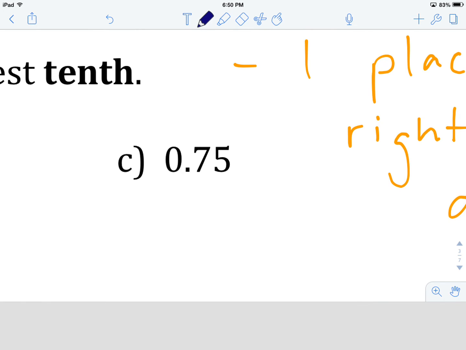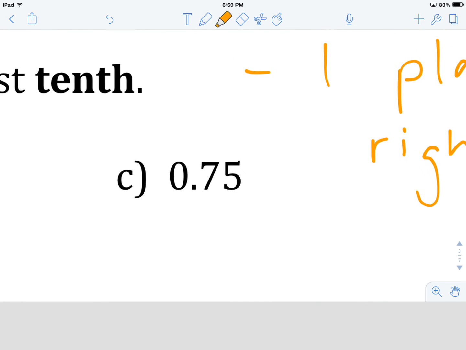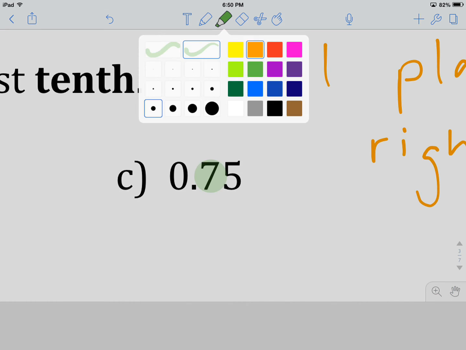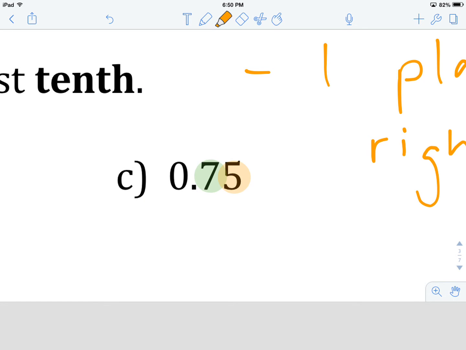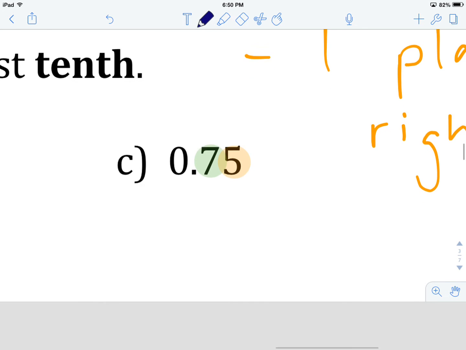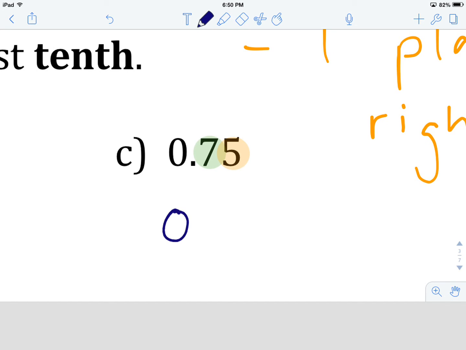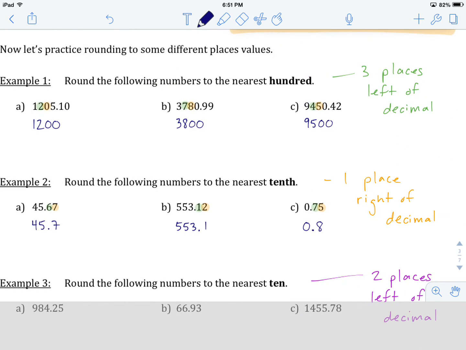Alright, you're back. Let's have a look. First things first, we want to find the tenths place value. It's 1 to the right of the decimal, and there it is. That's a 7 in this example. We look to the digit after it, which in this case is a 5, to tell us how to round that 7. And 5 tells us to round that 7 up to an 8. So 0.8 is how we round that example to the nearest tenth.